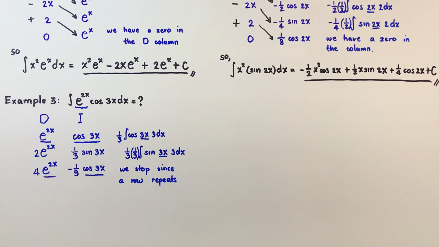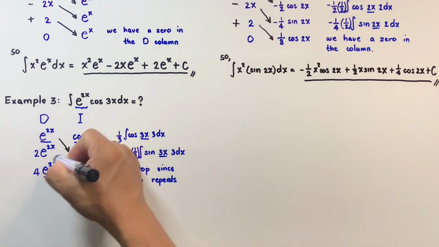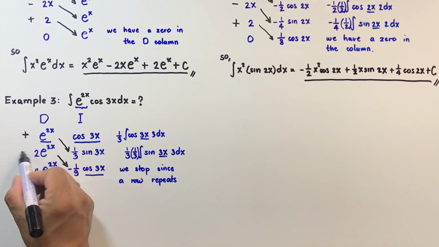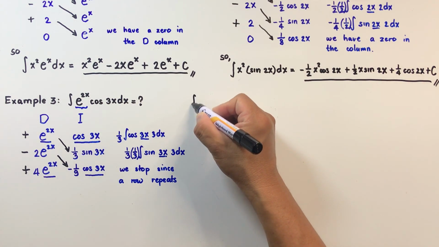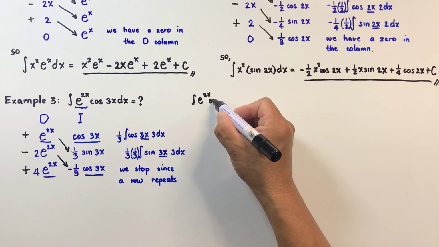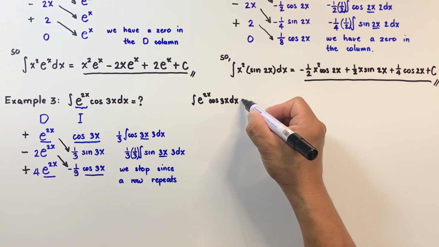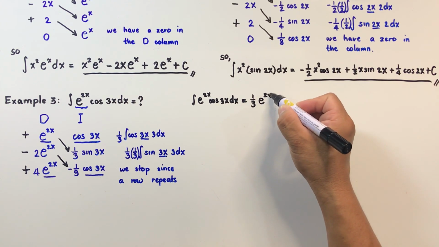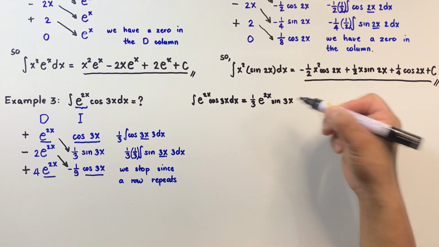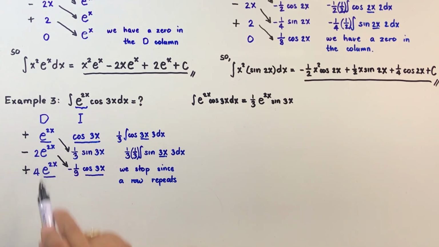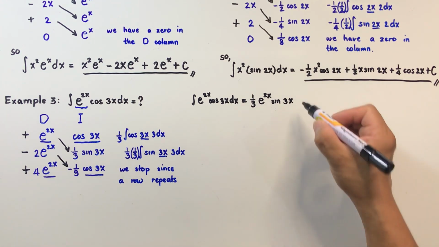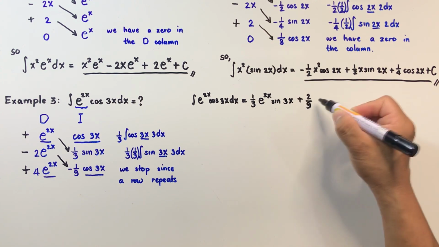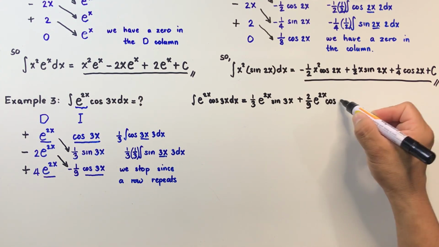So this is a second case: even if we have not seen a 0 in the D column, but we see the same functions as in the first row, then we stop. So we multiply this one and also this one here, but the signs are alternating. So we write that the integral of e to the 2x cosine 3x is equal to this e to the 2x times 1/3. So we have 1/3 times e to the 2x sine 3x. And then multiplying this negative 2e to the 2x times negative 1/9 of cosine 3x, we have positive 2/9 e to the 2x times cosine 3x.